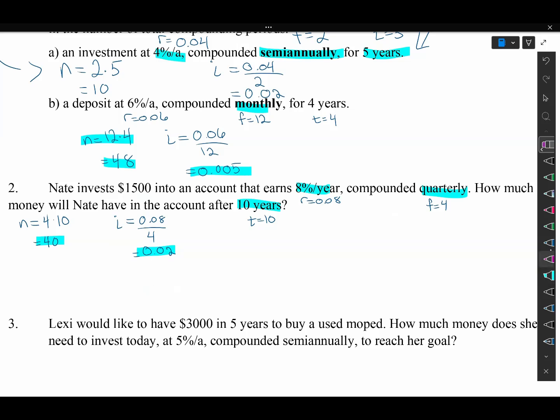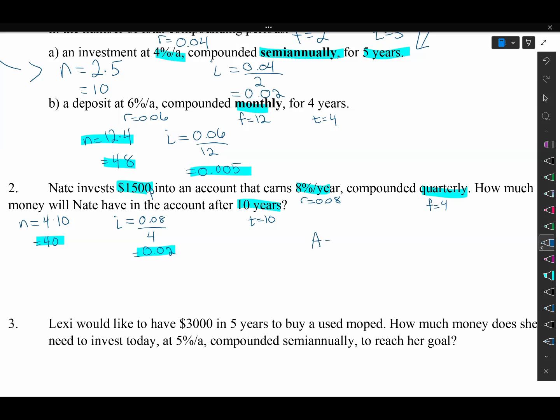So, if we're throwing these into our equations, we will need to do a little bit more work. We'll need to identify, okay, are we working with this $1,500? Is this an A value? Is it a P value? Well, a P value is your principal, that's your starting amount. If this is the amount that's invested into an account, that's our starting amount. So our P value is 1,500. That means that what we're looking for is our A value.